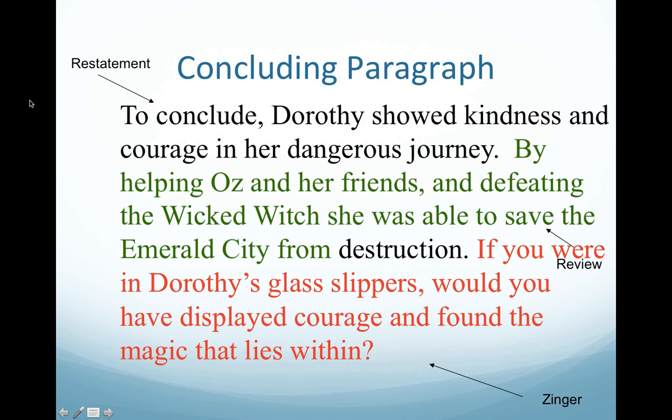So again, your concluding paragraph has a restatement, which comes first, then you review, and then you end with a zinger. So you open with a hook and you close with a zinger. I hope you understand the concluding paragraph at this point.